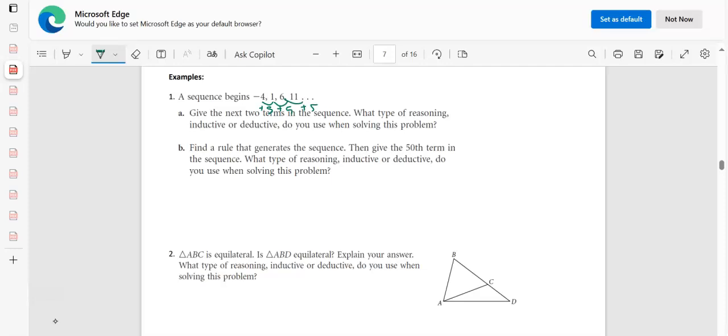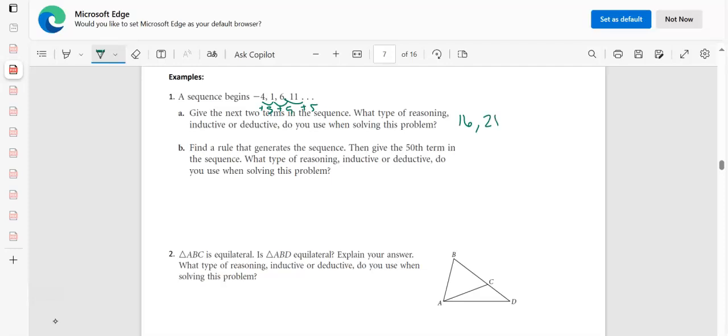So I do definitely usually start with that constant first difference, but sometimes it could be multiplying, it could be some sort of alternating type of number. So start there, and then if that doesn't work, try something else. As I can see, it has a constant first difference, so I know it's going to be linear. All I want to do is find the next two terms. So 11 plus 5 is 16, and then 16 plus 5 is 21.